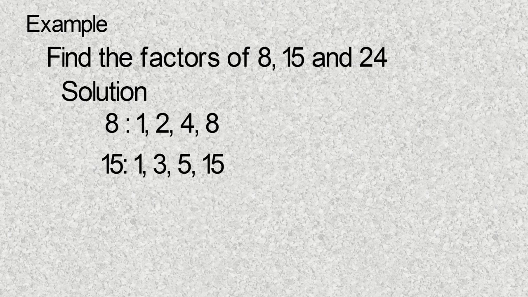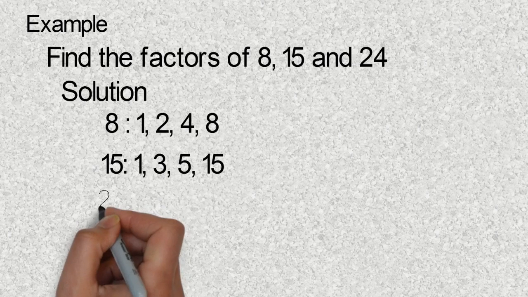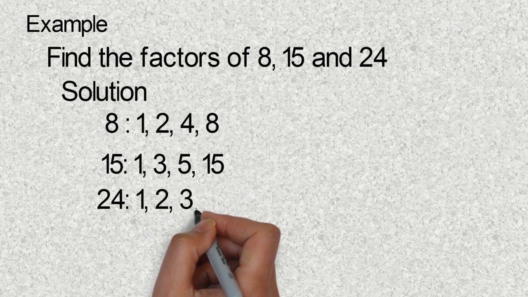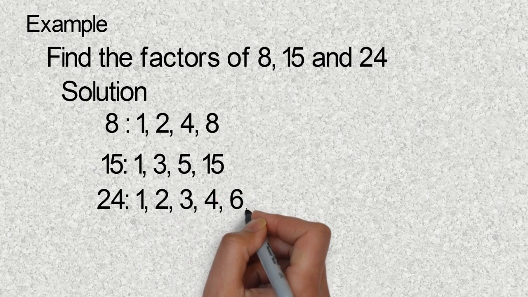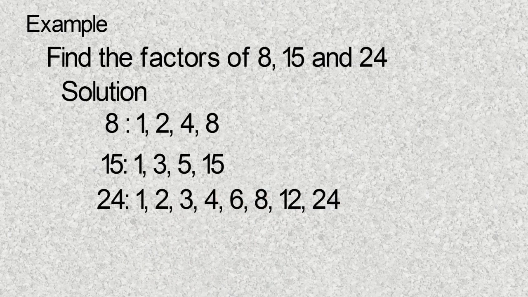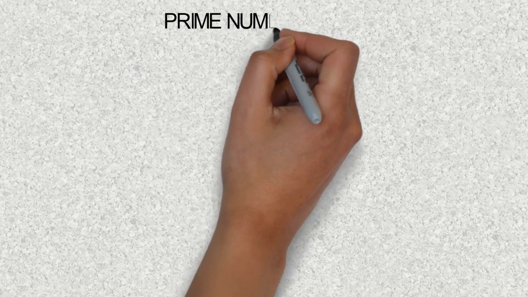So what are the factors of 24 also? The factors of 24 are 1, 2, 3, 4, 6, 8, 12, and 24. If I divide 24 by all these numbers, I will have no remainder. So that is how to get factors of numbers. You can also look at our JSS1 video on HCF and LCM to learn this better.